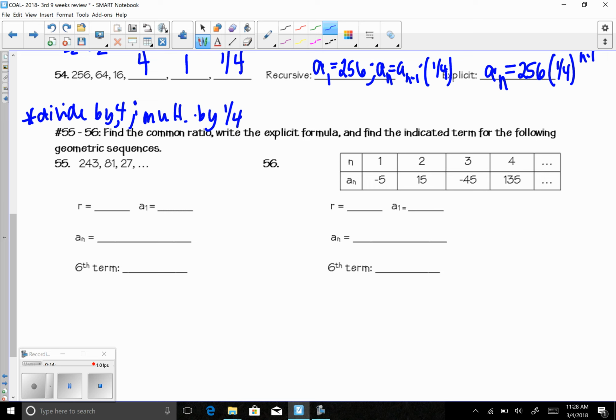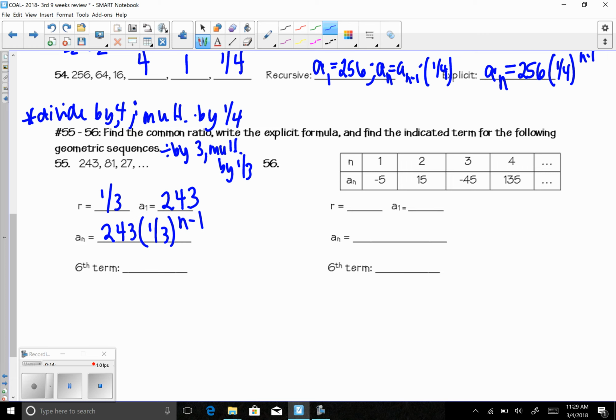Okay, so the last two. So number 55, it's getting smaller. What are we doing? Do you guys see this is divide by 3? So divide by 3 is like multiply by 1 over 3. So my r is 1/3 here. My first term is 243. So then I write my explicit formula: 243 times 1/3 to the n minus 1 power.